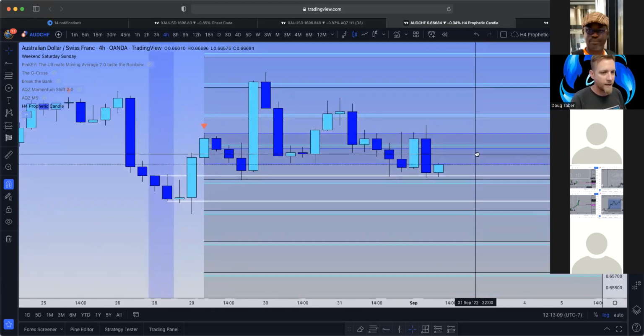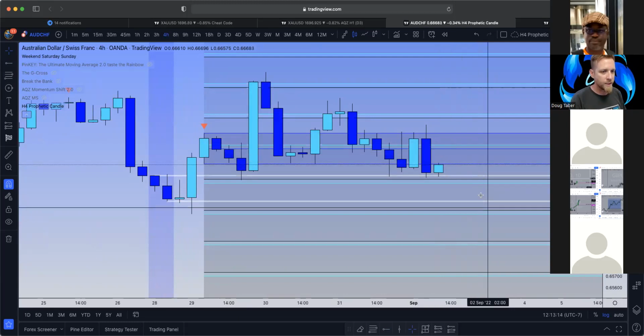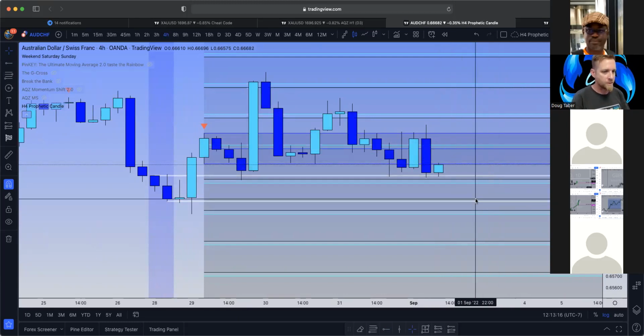Currently looking at where price is, anything below preferred entry is a bearish opportunity here on this particular pair.